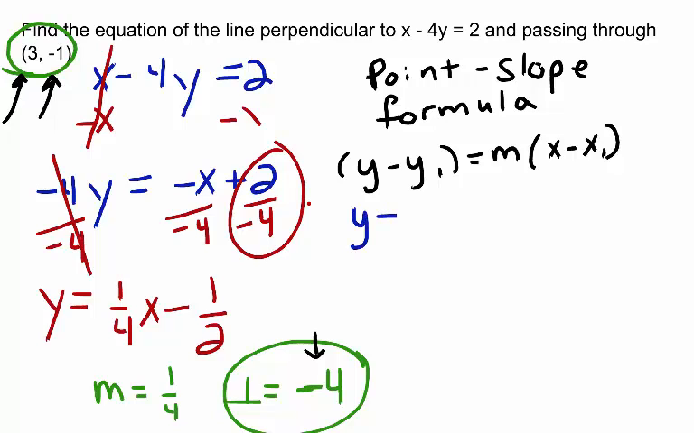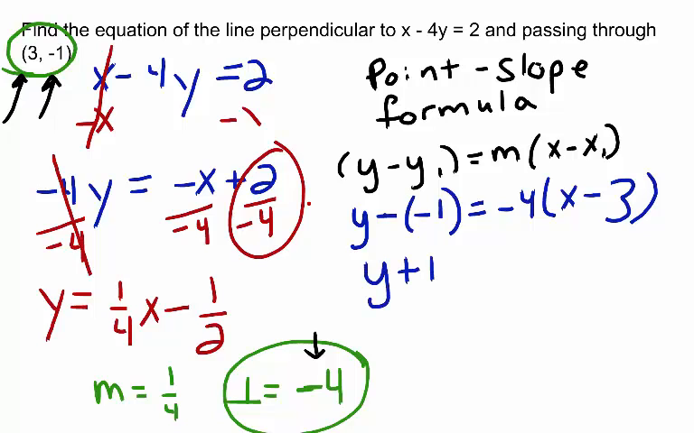I have y minus y1. Now y1 happens to be negative 1, so I'll write it like this: equals m, negative 4, times x minus x1, that's x minus 3. Now I need to distribute and simplify my equation. So if I have y minus negative 1, distributing the negative, in other words, negative times the negative, gives us y plus 1 equals, and then I distribute the negative 4 times x, negative 4x, negative 4 times negative 3 gives me positive 12.